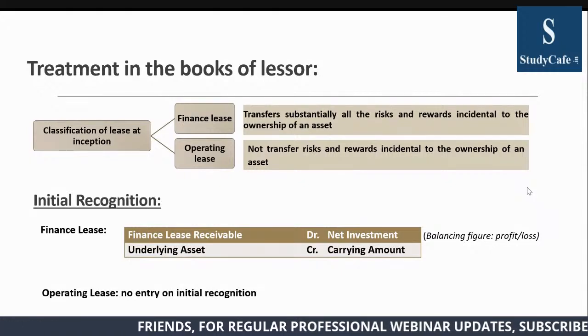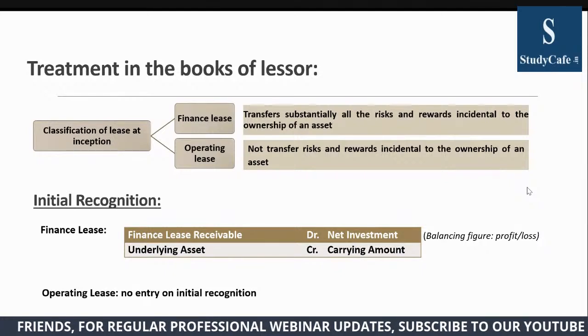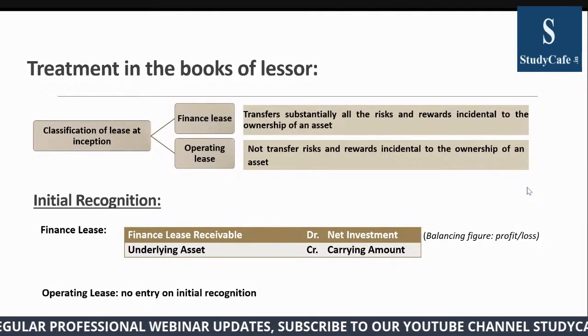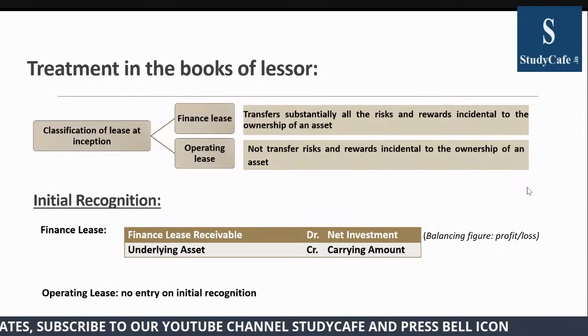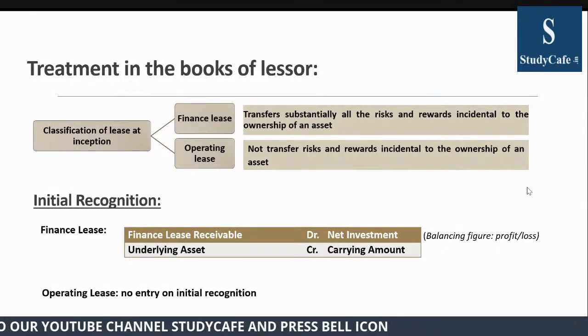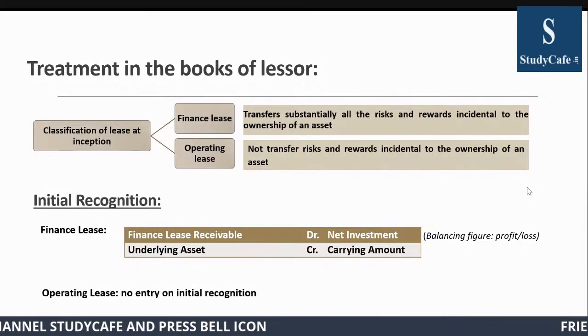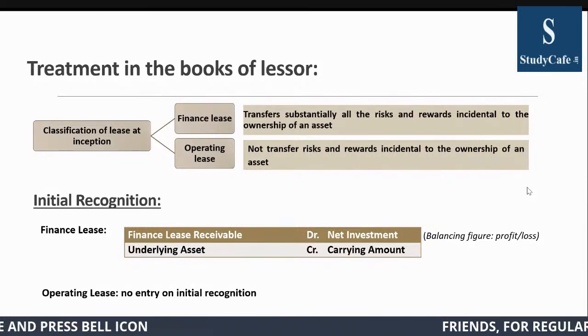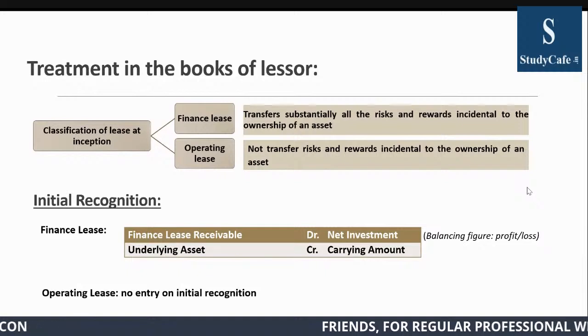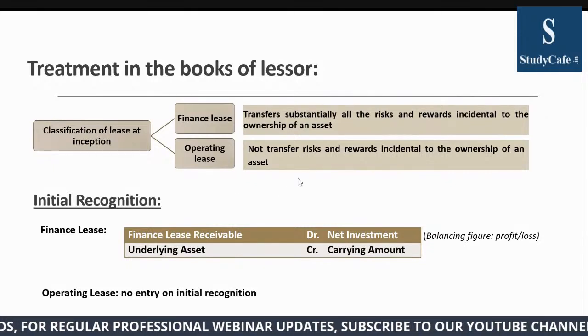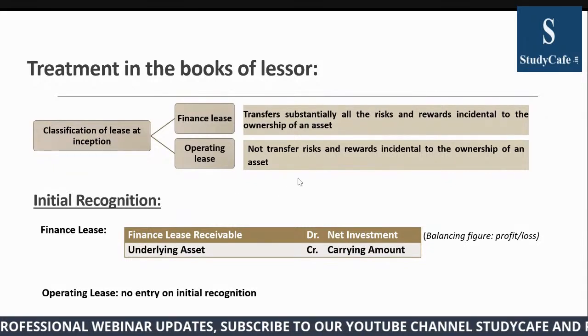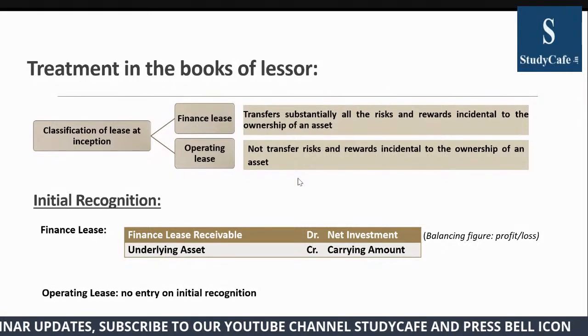Now, what happens at the initial recognition? How is the lease recognized? In case it is a finance lease, that means the substantial risks and rewards have been transferred. So in that case, the asset is de-recognized from the books of the lessor. It will credit the asset account and it will recognize a receivable, a finance lease receivable, in the books, and whatever the difference is, it will go to P&L.